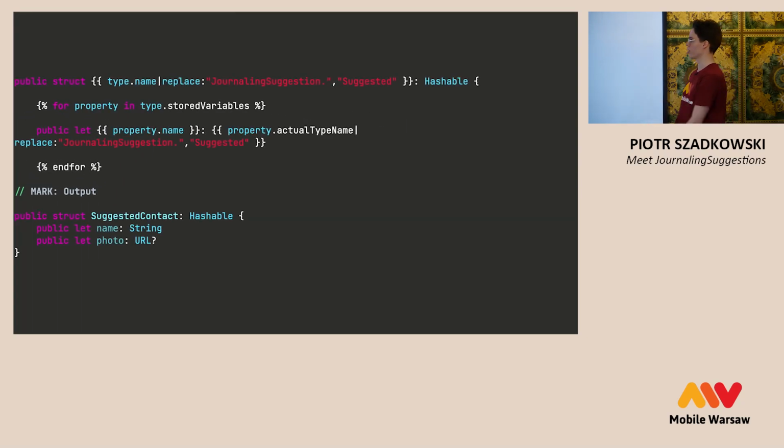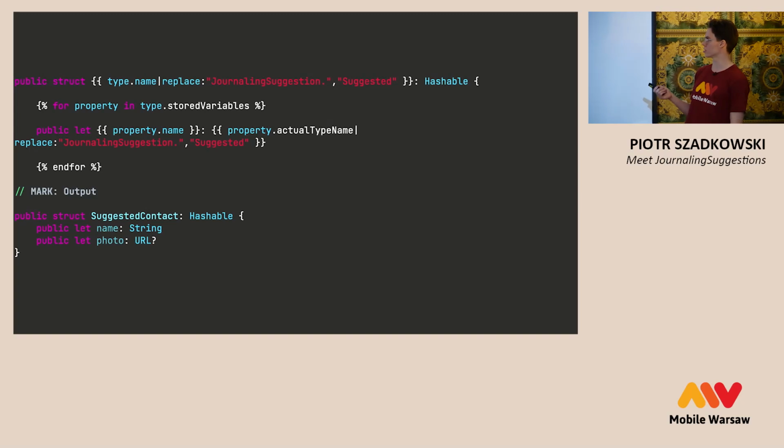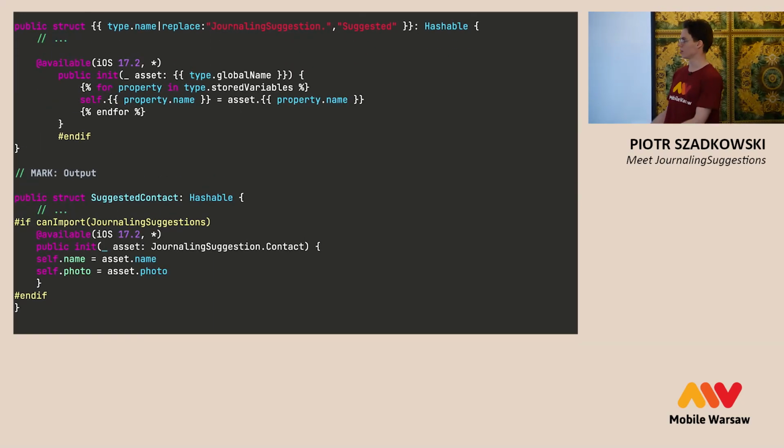Let's go a step further to give you an overview. For example, we can iterate over all stored properties and reuse all of those properties that were given by the type and rename it. So from journaling suggestion, I will just use suggested, and here I have the suggested contact with the name and photo, and this goes for all the types from the framework. Of course, there are more ifs to that, but later I'll show you a link to my repo in which I took care of all the cases, so it's easier for you, but I guess it serves as a great example. And then we can, for example, make those convenience inits which I talked about.